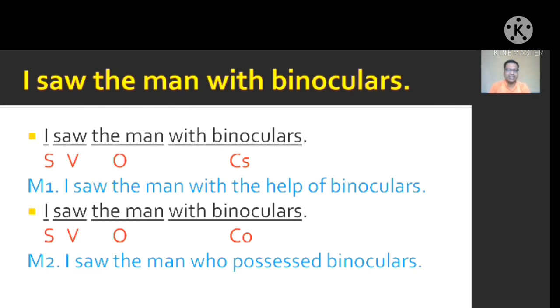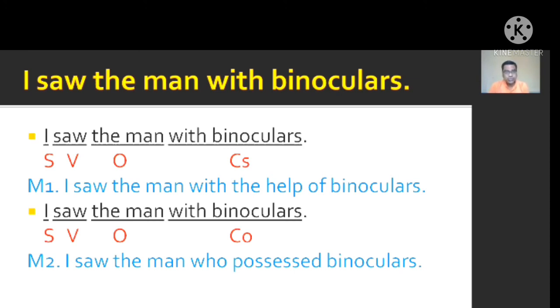Let us look at another sentence on the screen. I saw the man with binoculars. I hope you know what is meant by binoculars. I, first person, singular number, functioning as subject. Saw, V2, functioning as verb. The man, noun phrase, functioning as object. With binoculars, this is the prepositional phrase, functioning as complement to subject. In this case, I am calling it complement to subject.